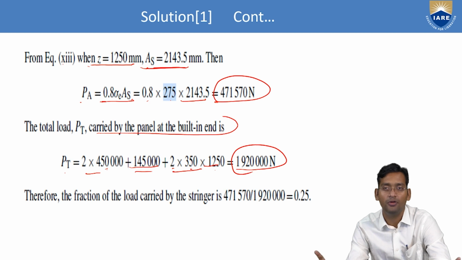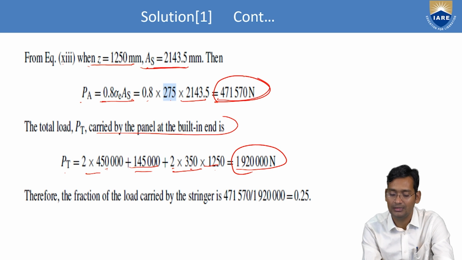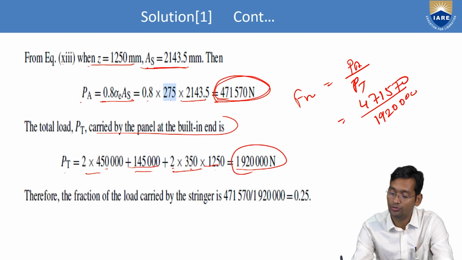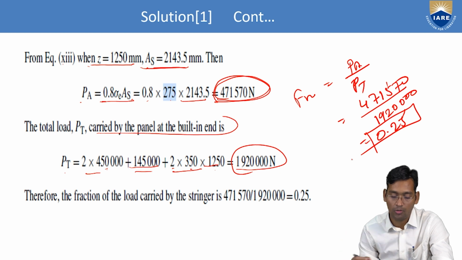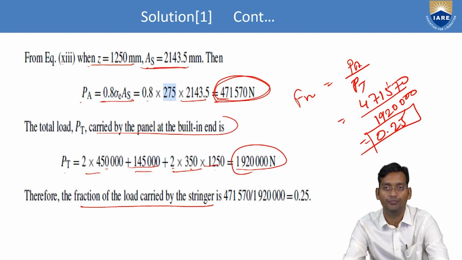Now what is the fraction? The fraction is how much load is acting divided by the total load, so PA by PT. PA is 471,570 divided by 1,920,000. Once you divide, you will get 0.25. So the fraction of load carried by the stringer is 0.25, that is 25% of the load will be carried by the stringer.